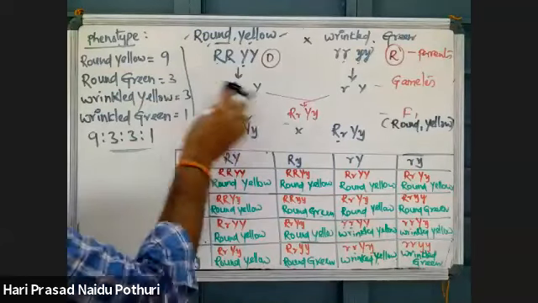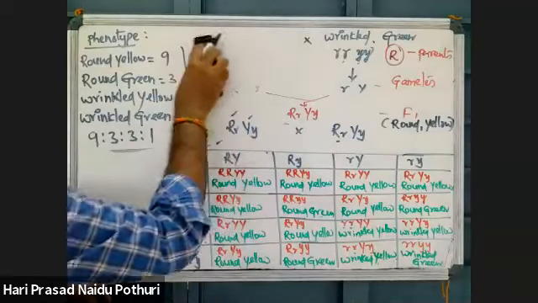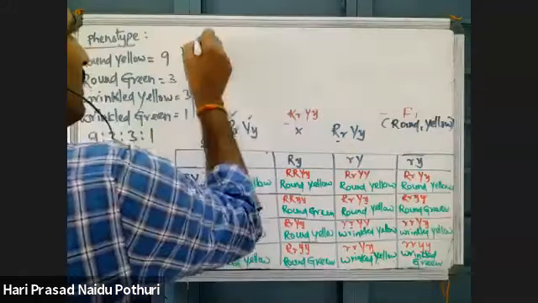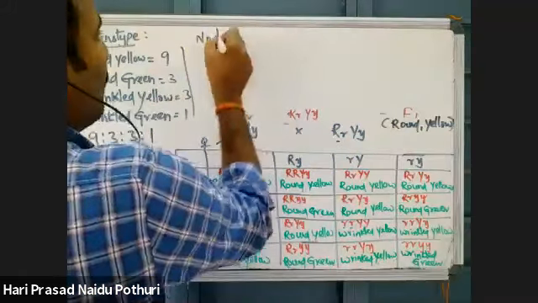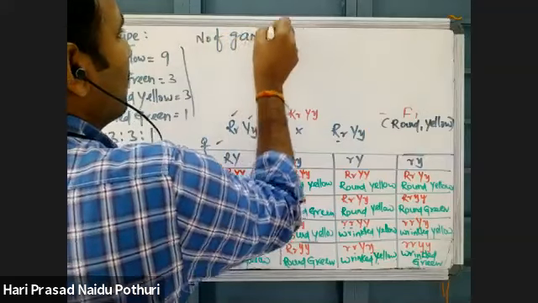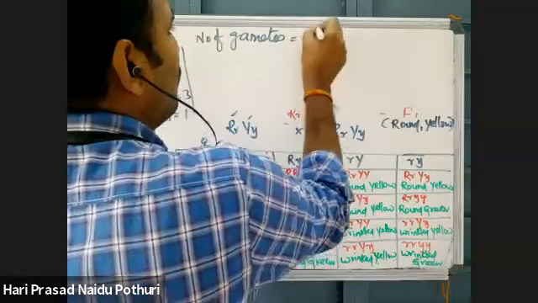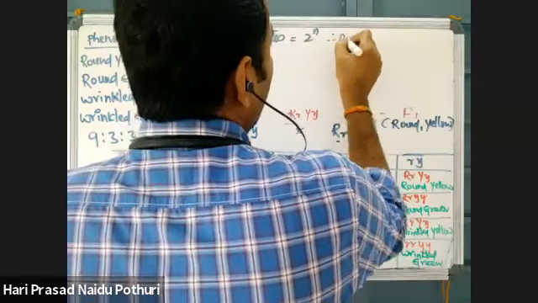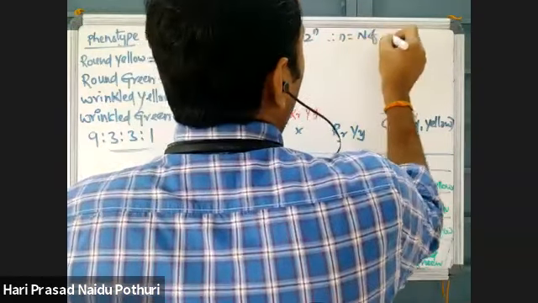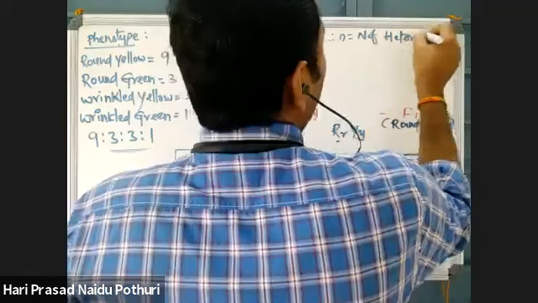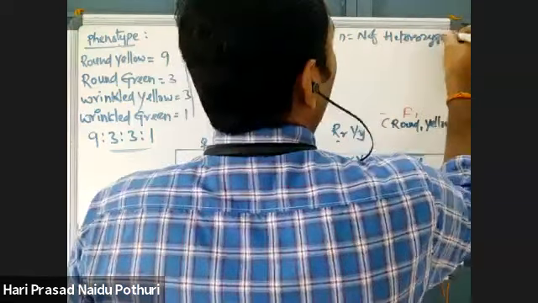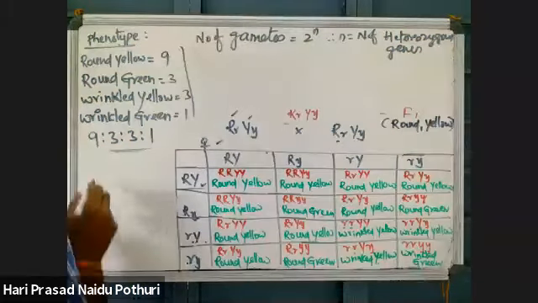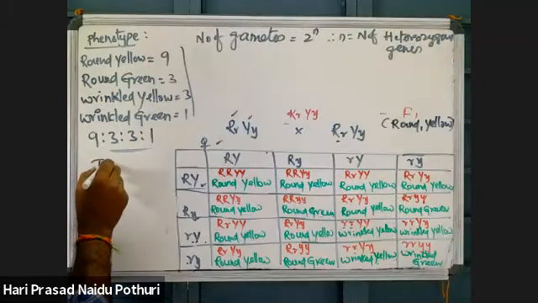Here, how many gametes are produced? How to calculate the gametes? Again I will tell you, the number of gametes is equal to 2 power n, where n is the number of heterozygous alleles or heterozygous conditions. Suppose capital T, small t.